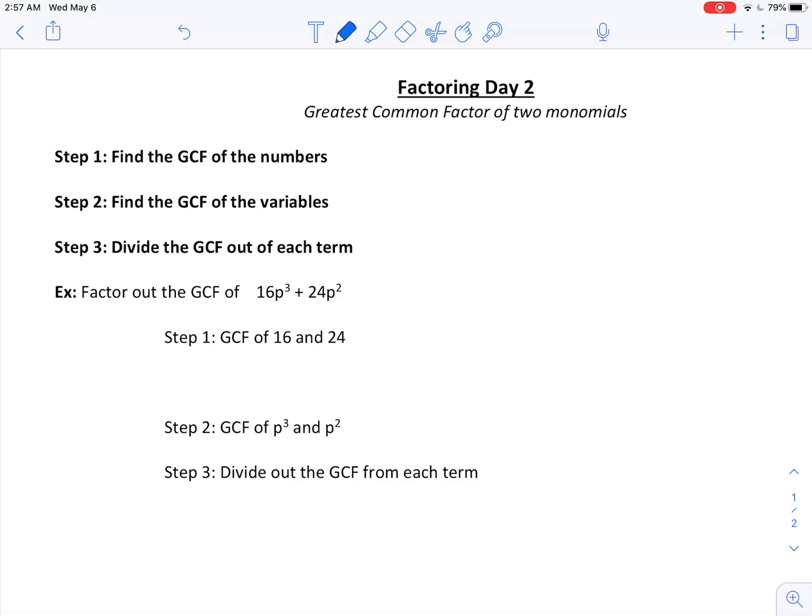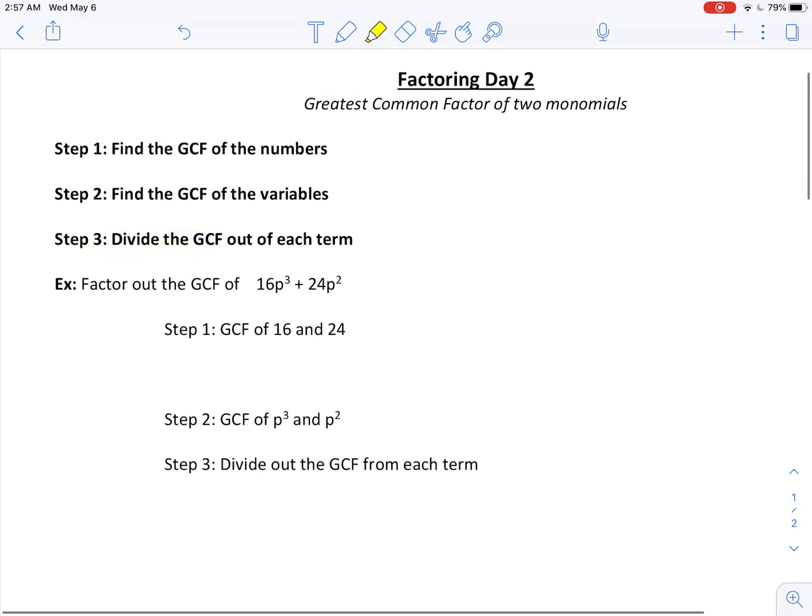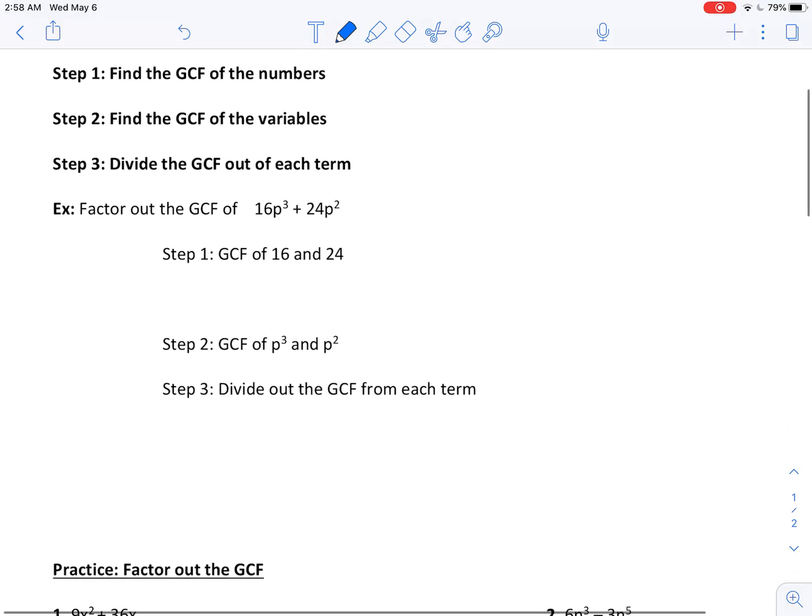Today we're going to be finding the greatest common factor again, but then we're going to take it one step further. We're going to divide that greatest common factor out of all of my terms. So this is our first venture into factoring together. And let's start with something pretty familiar from yesterday. We're going to factor out our greatest common factor.